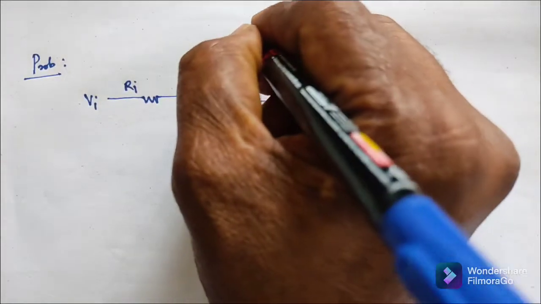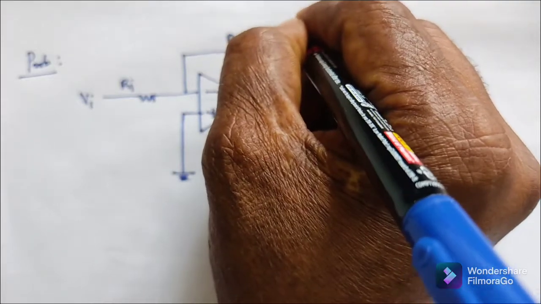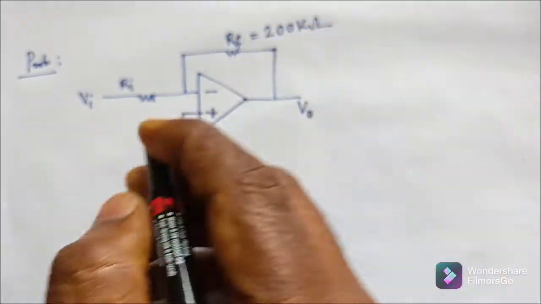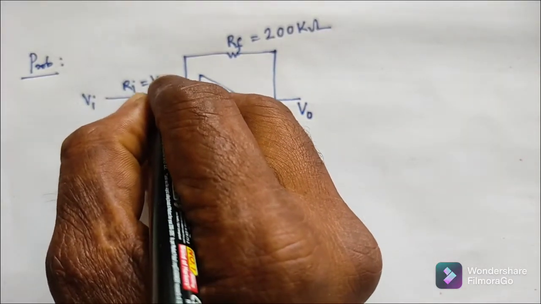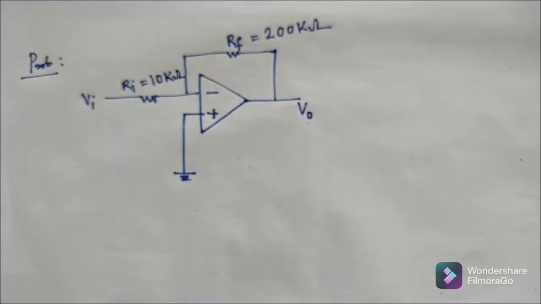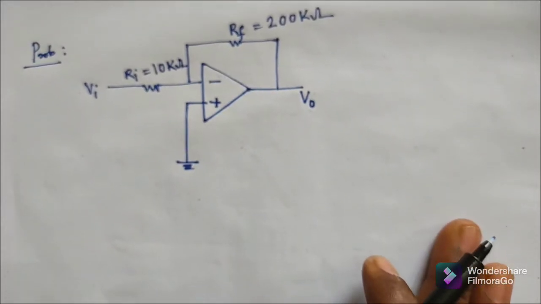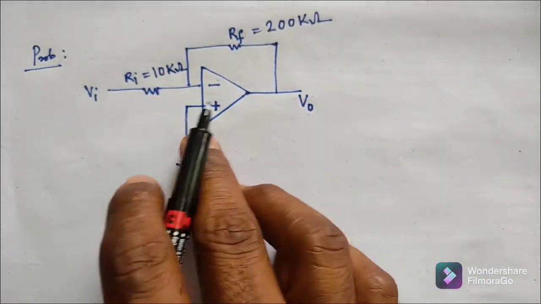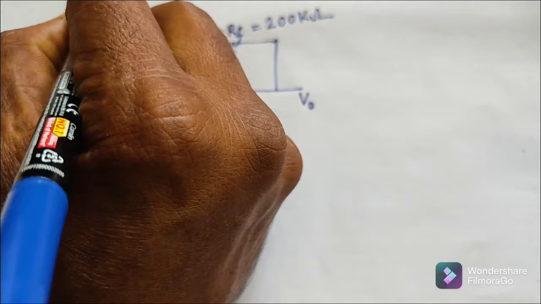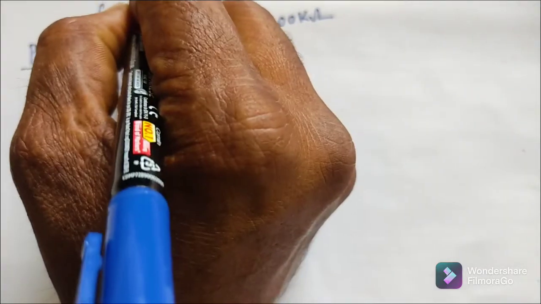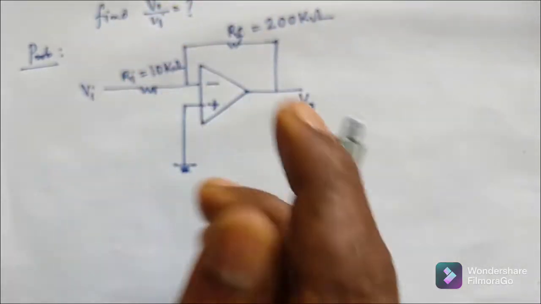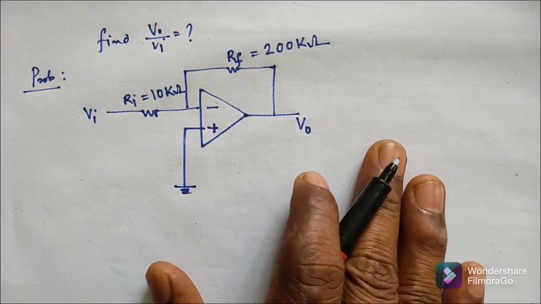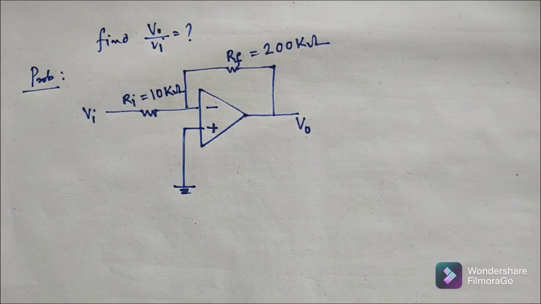Now the Rf value is 200 kilo ohm and the Ri value is 10 kilo ohm. Based on these values, we have to find V0 by Vi. So this is the problem. Now how can you calculate this V0 by Vi value?